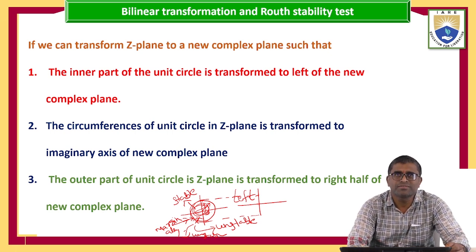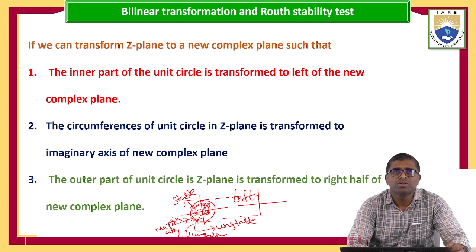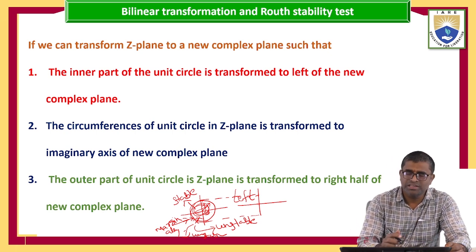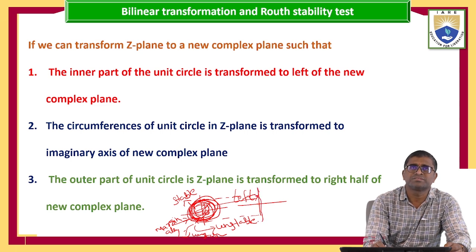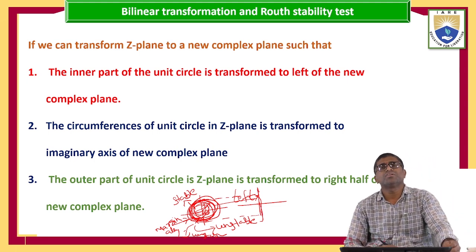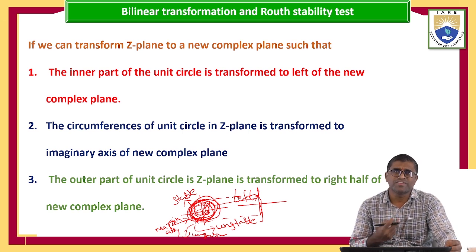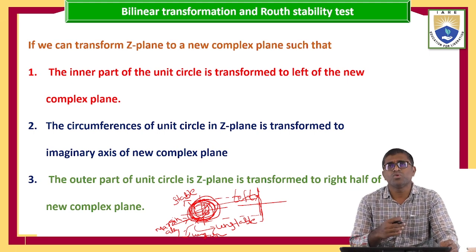Now, the circumference of the unit circle in the Z-plane is transferred to the imaginary axis of the new complex plane. That is, this is the circumference of the unit circle, and this is going to be transferred to the imaginary axis in the S-plane. Finally, the circumference of the unit circle in the Z-plane is transferred into the imaginary axis of the new complex plane.